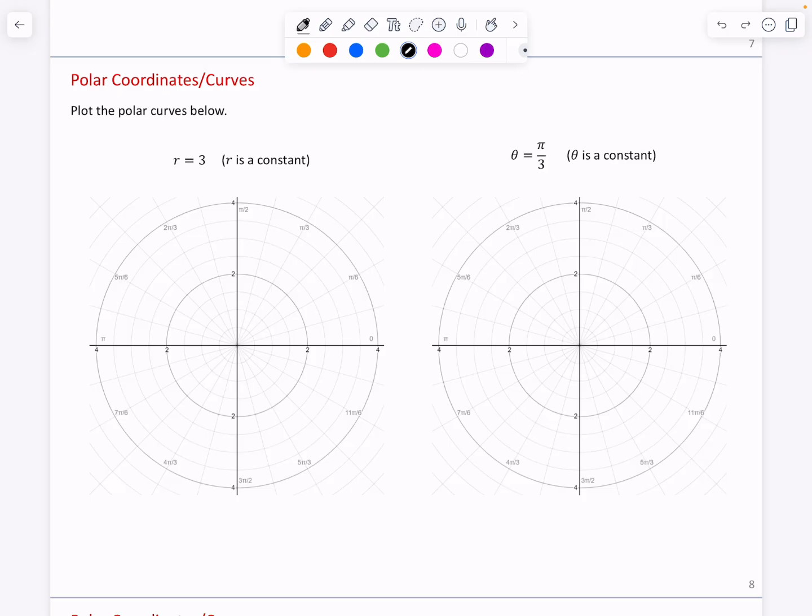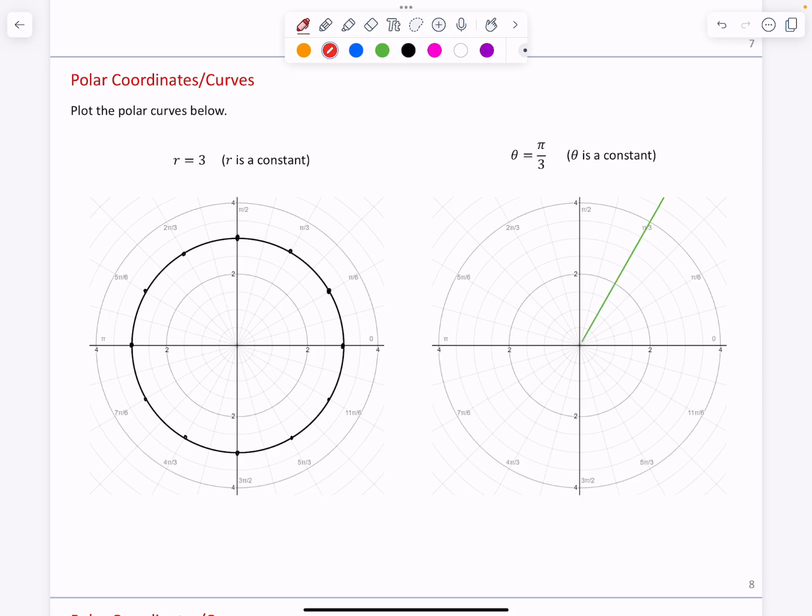So when the angle is 0, we expect a point to be 3 units away from the origin. When theta is pi over 6, we expect the same thing, 3 units away from the origin. In the end, we're going to get a bunch of points along a circle centered at the origin, radius 3. The second example is theta equals a constant, in particular theta equals pi thirds.